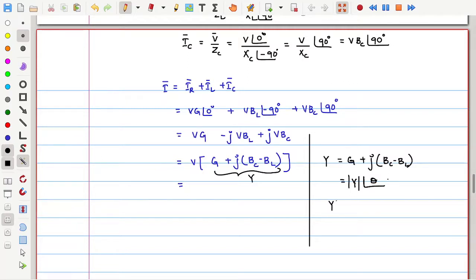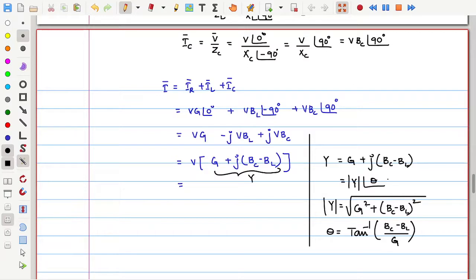So what is mod Y here? It is the square root of G square plus the imaginary part square, (BC minus BL) whole square. How much is the angle? Tan inverse of (BC minus BL) divided by G. So now I can write Y as mod Y at an angle theta. Let me write V into Y, which is equal to V into mod Y at an angle theta. This is the total current.